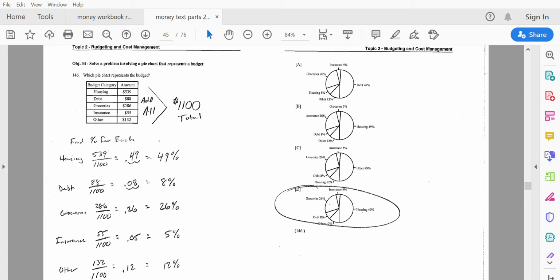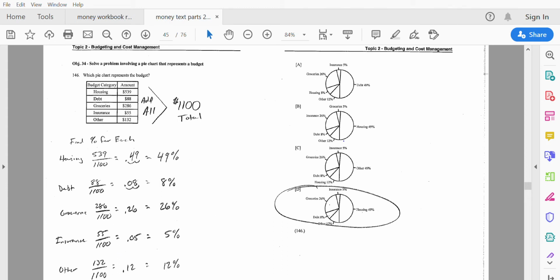Okay, then I did that for all the different categories. So the debt is 8%, groceries 26%, insurance 5%. Remember, it's 0.55 divided by 1,100 is 0.05, just like I did up here. 0.08, you still move that twice. Okay, so that's 5%. That's why this one was 8%. And then the other category, which means it doesn't fit into any of the bigger categories. It's not housing, debt, groceries, or insurance. It could be a bunch of other different expenses all in one, and that is 12%.